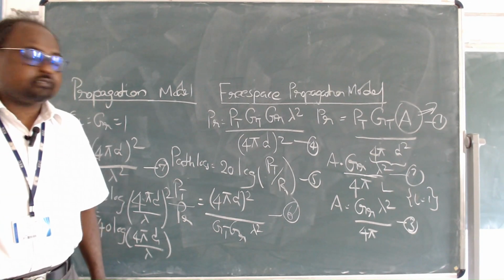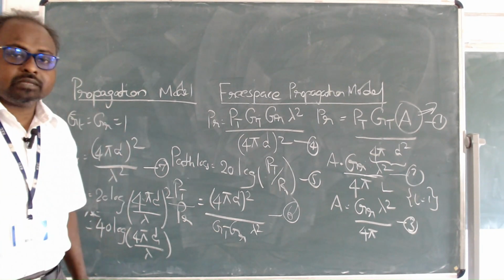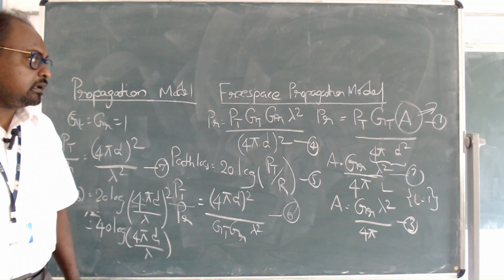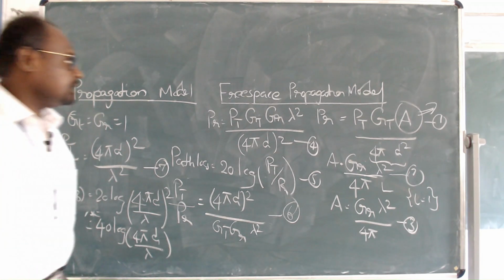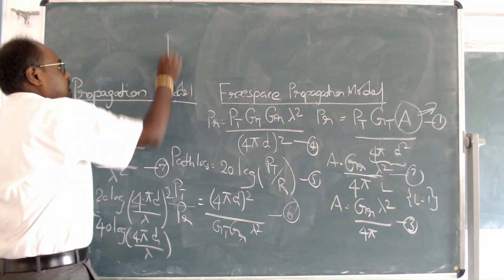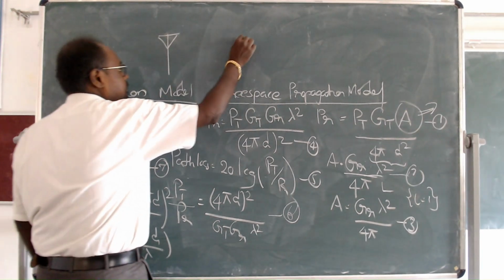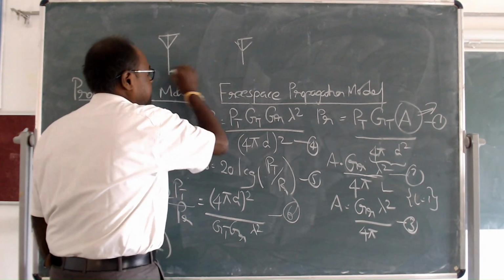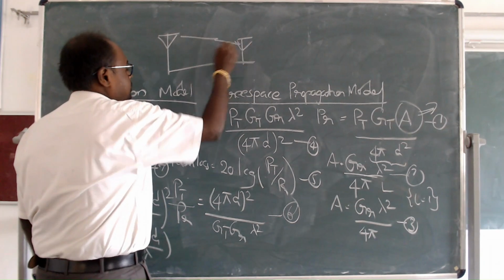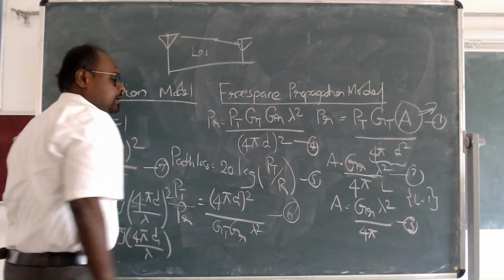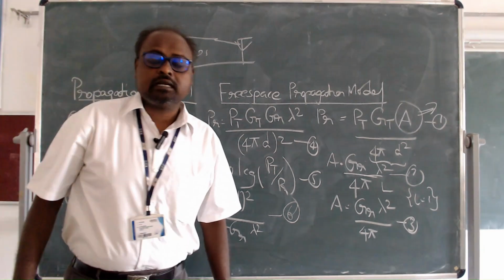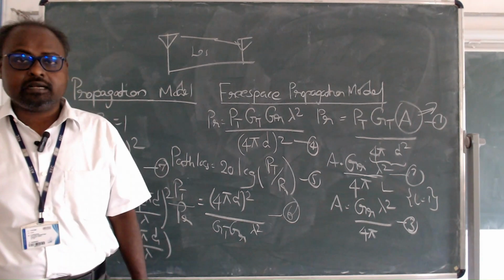So in this series of lectures, first we are going to discuss something about the free space propagation model. The free space propagation model always considers a line of sight propagation between the transmitter antenna and the receiver antenna.